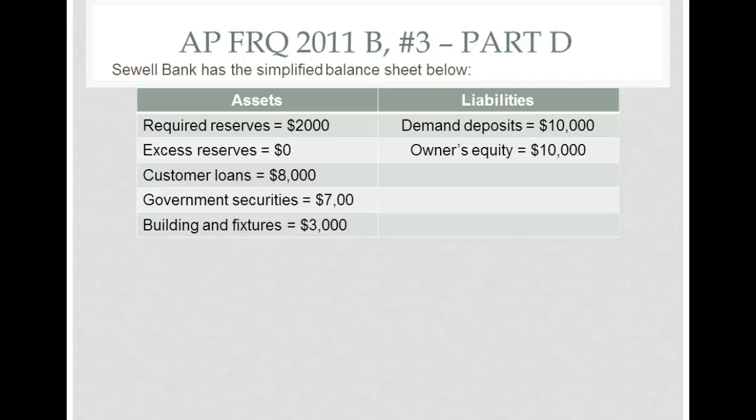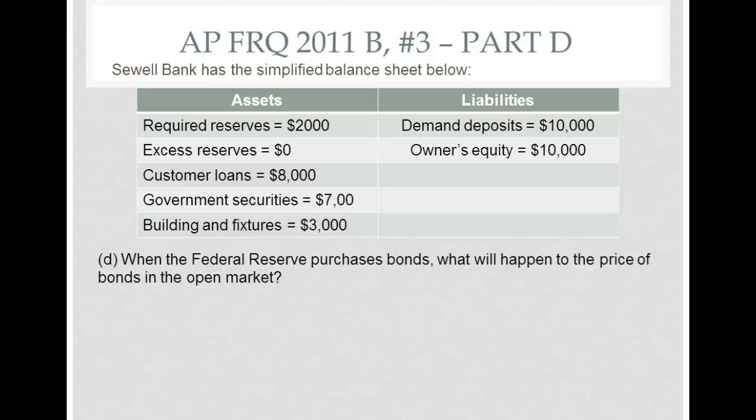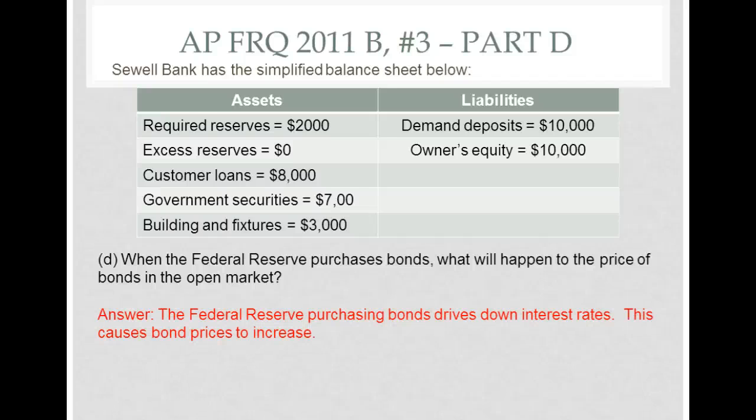Okay, finally part D. Part D asks us, when the Federal Reserve purchases bonds, what will happen to the price of bonds in the open market? Now, we don't have to get very much into detail on this. It just says to give us what happens to them. It doesn't ask us to explain. But remember what the story is. The Fed purchases bonds. We know that more money comes into the money supply, and therefore, very importantly, interest rates go down. And because interest rates go down, this causes the bond prices to increase. Remember, anytime that interest rates go one direction, bond prices go the other direction. And we discussed in our first lesson in this module why that was.